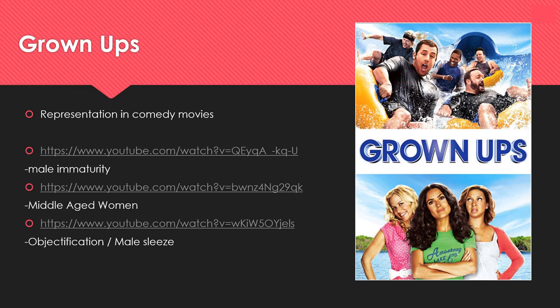So in the lesson, we looked at our example product, which was Grown Ups. And one way of doing this is applying those two theories that we've just talked about to this particular product. So even on the front cover or the poster for the film, you can see what they're trying to represent. The men at the top are all immature, having fun, and the women at the bottom, just their body language with the raised eyebrows, the arms crossed, are suggesting that they are a little bit more uptight.